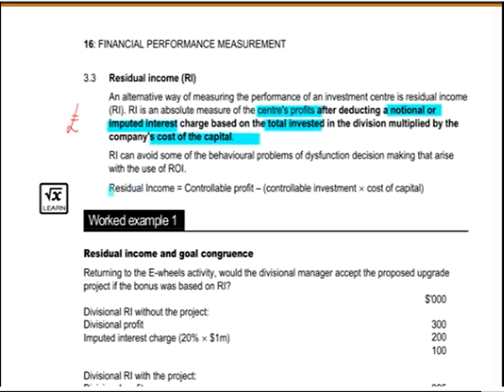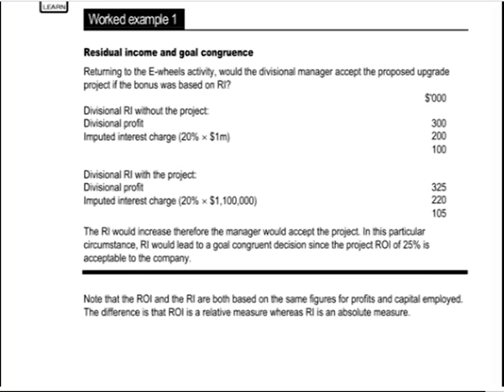So to see that calculation in full then, residual income is going to be equal to our controllable profit less this imputed interest charge, which is our controllable investment multiplied by our cost of capital. In this worked example, we've taken the same figures that we had in the last example, looking at e-wheels, and instead of calculating the ROI, we've calculated the residual income.